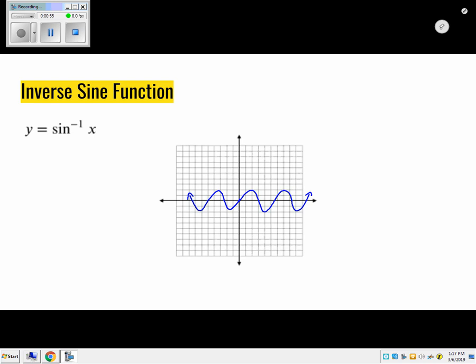A domain restriction. So what I'm going to do is start erasing this, and you just let me know when it passes the horizontal line test, all right? Just hang on, I'll keep going. There. So this little section of my sine graph is what I am going to be able to take the inverse of. I know I went from 1 to -1 this way.